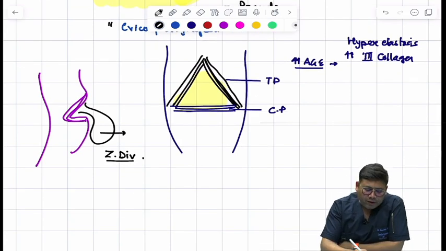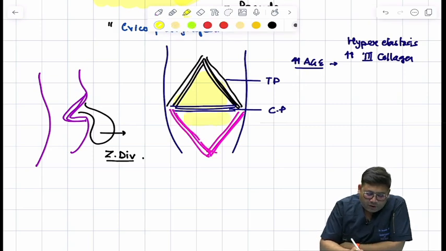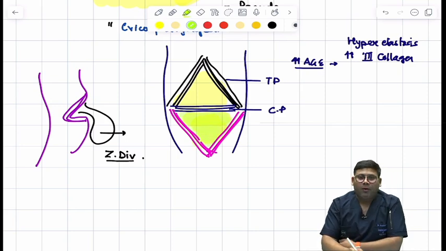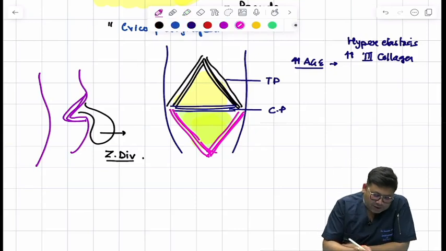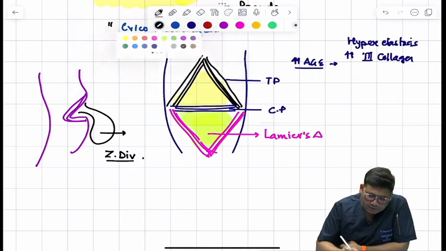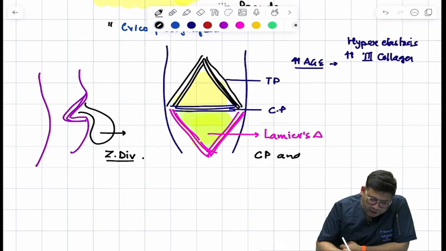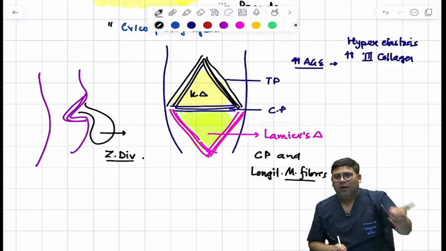But quickly, there is a defect below the cricopharyngeus also. लेकिन यहाँ पर diverticulum नहीं होता. Why is there no diverticulum here? Because this is below the sphincter. Below the sphincter तो pressure जाता ही नहीं है. And what is this triangle known as? This triangle is known as Lemierre's triangle. What is this Lemierre's triangle? In between the cricopharyngeus and the longitudinal muscle fibers. So the longitudinal muscle fibers of the esophagus will form Lemierre's triangle. This is the Killian's triangle. Killian's triangle का concept मैंने आपको बताया.